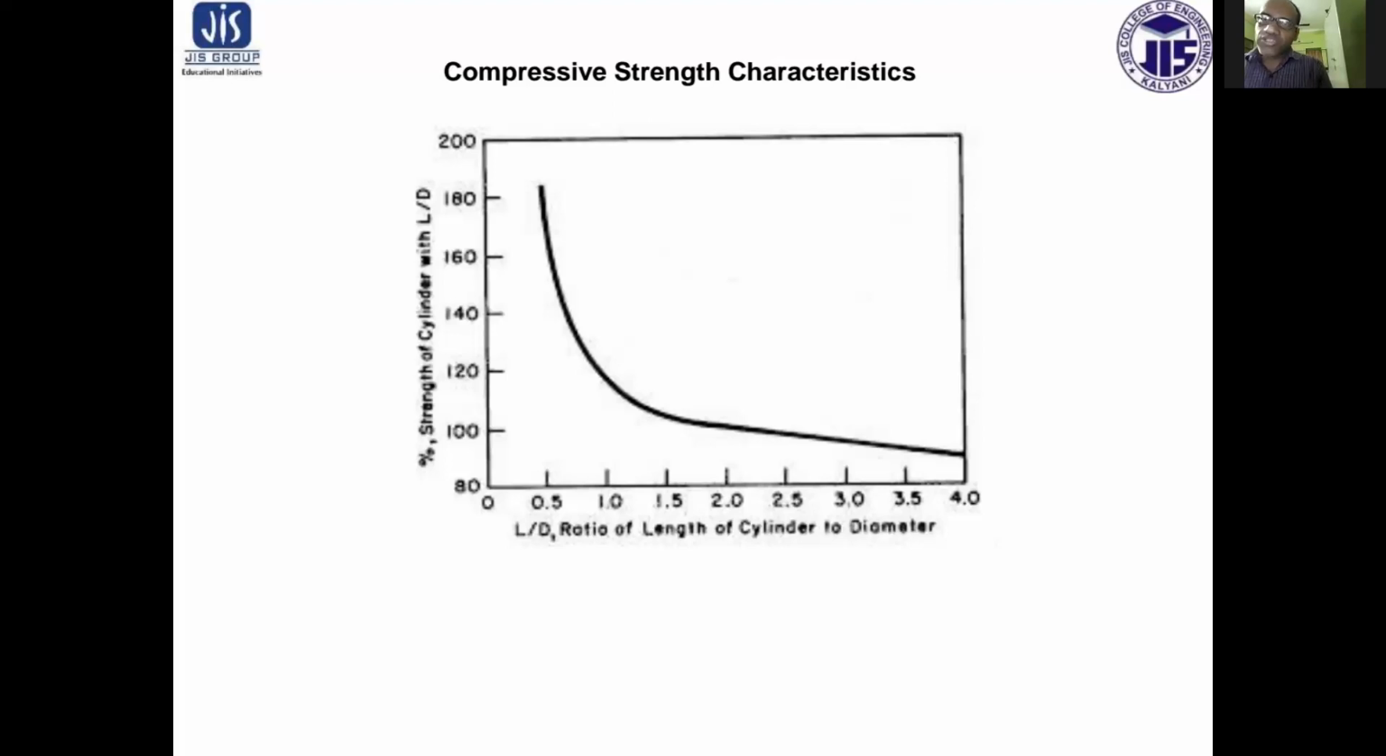In the majority of cases, compression test specimens are either square or circular in cross section, and hence the important variable is the length to width or length to diameter ratio. As the length to diameter ratio increases, compressive strength decreases, and this is due to the increased amount of bending stresses, as shown in this figure.